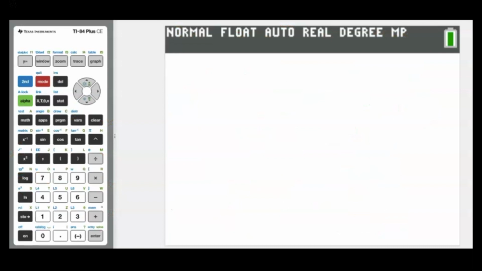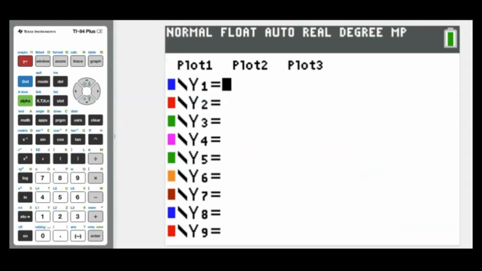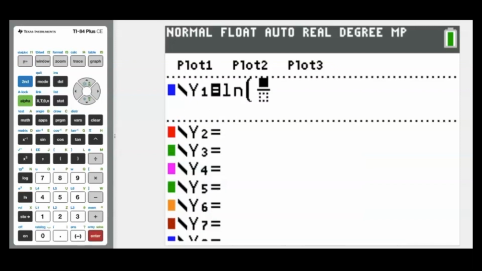Okay, so to put those equations in our calculator, we need to press the y equals button. And then for y1, we can do ln, make a fraction, type in the rest.